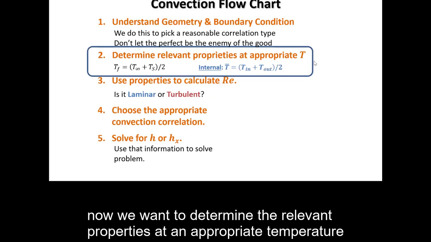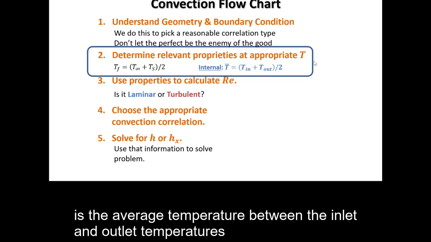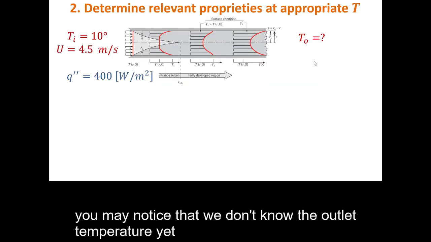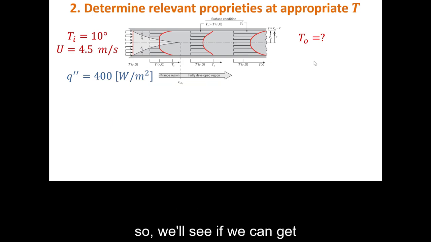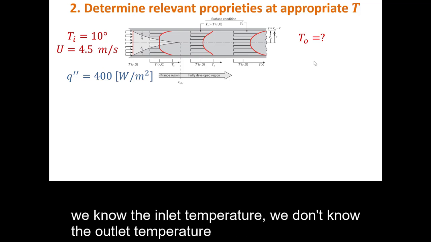Now we want to determine relevant properties at an appropriate temperature. For internal convection, the temperature we're interested in is the average temperature between the inlet and outlet temperatures. You may notice that we don't know the outlet temperature yet. So we'll see if we can get the right temperature for properties. We know the inlet temperature, we don't know the outlet temperature.